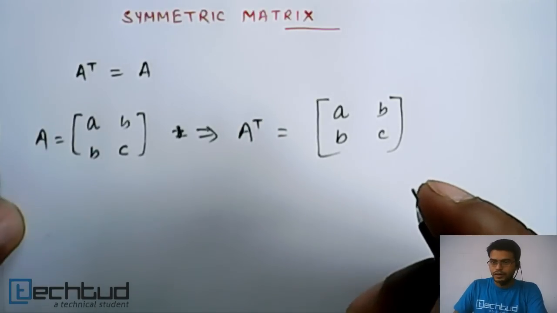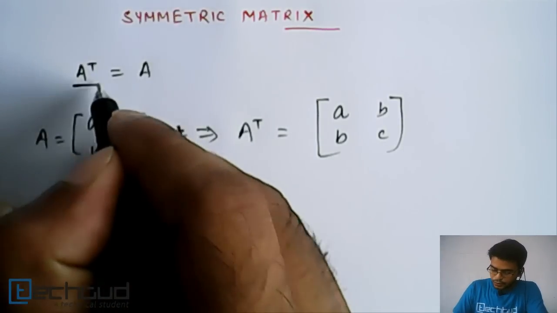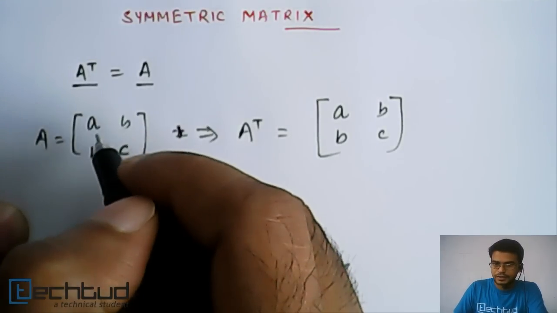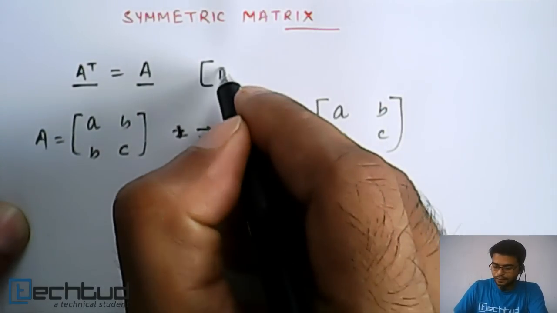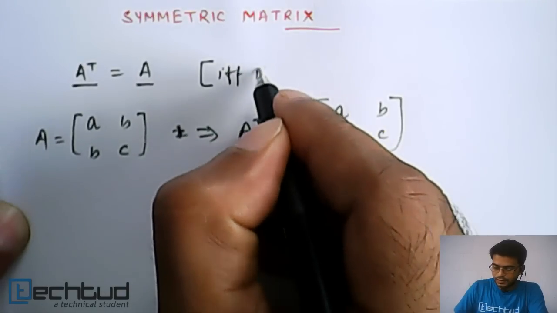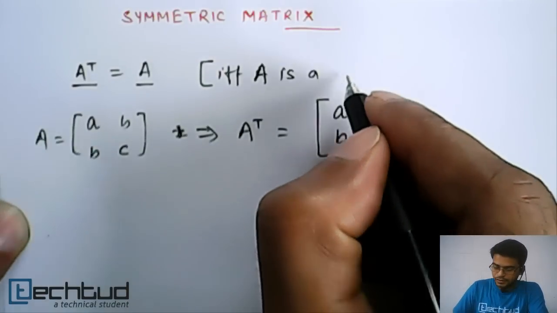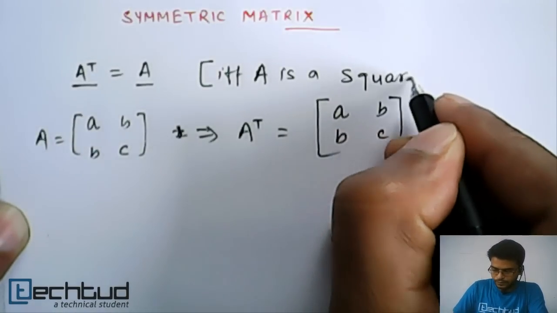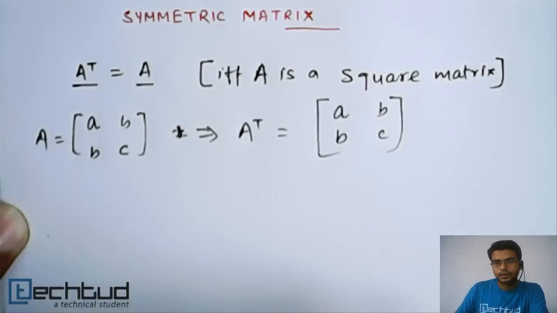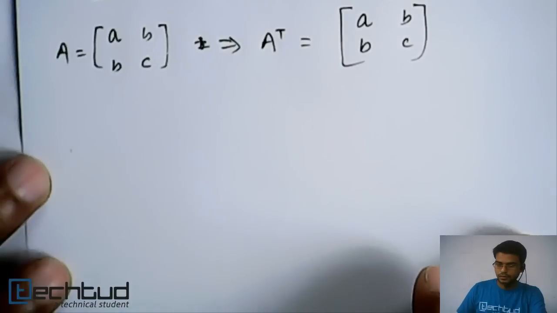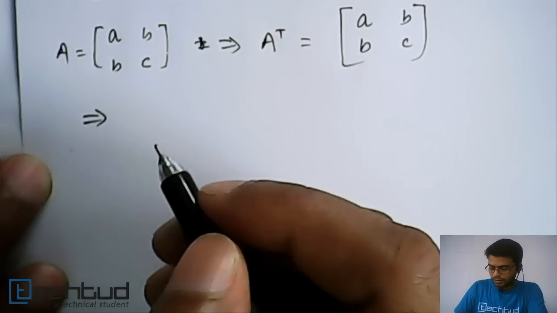Okay, now let's draw a conclusion here. If I'm saying that the transpose is equal to the original matrix, this is possible if and only if A is a square matrix, right? Okay, so this is very simple. Now we have a few conclusions to draw again.